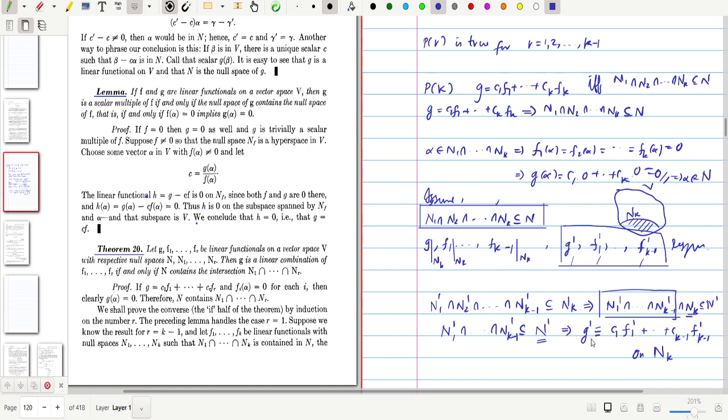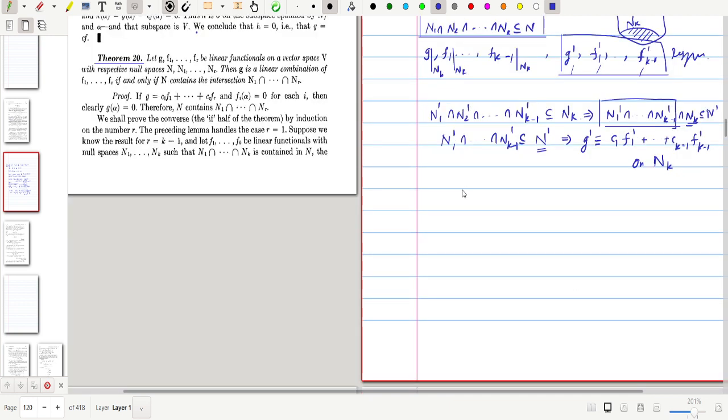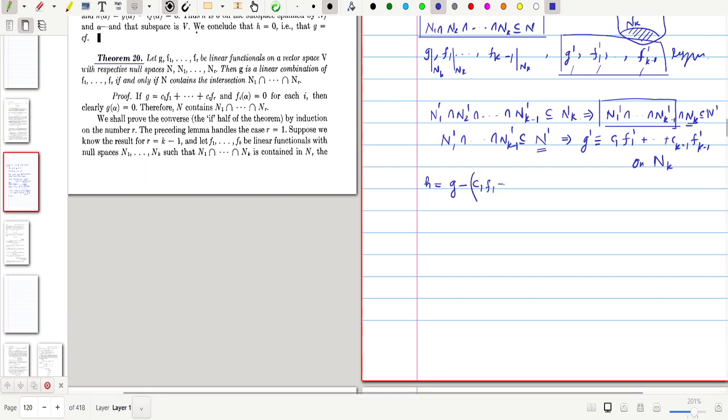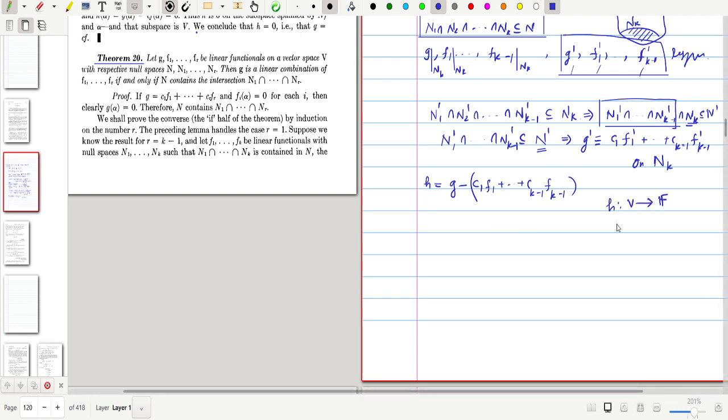So using these scalars C1, C2, etc., CK minus 1, we will show that G is exactly equal to a linear combination of these. So we define a new functional H using these scalars. We write it as G minus C1 F1 minus etc., minus CK minus 1 FK minus 1. Okay. So now we have a new linear functional H. This H is defined from V to F.